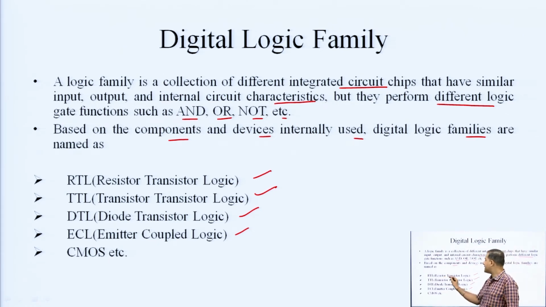RTL stands for resistor transistor logic, TTL stands for transistor transistor logic, DTL stands for diode transistor logic, ECL for emitter coupled logic and CMOS for complementary MOS. Each logic family we will discuss in the upcoming video lectures. Now, in this lecture we will discuss the characteristics of digital logic families in detail.